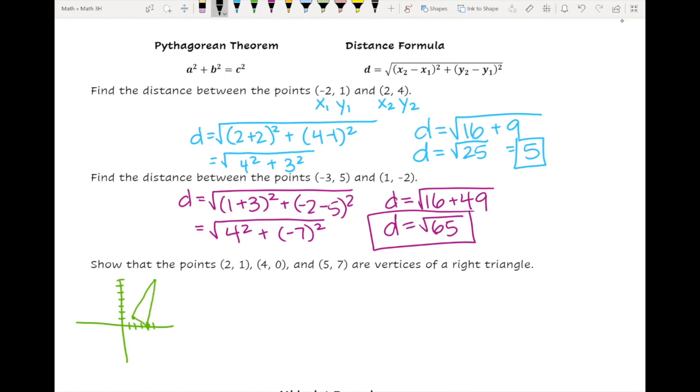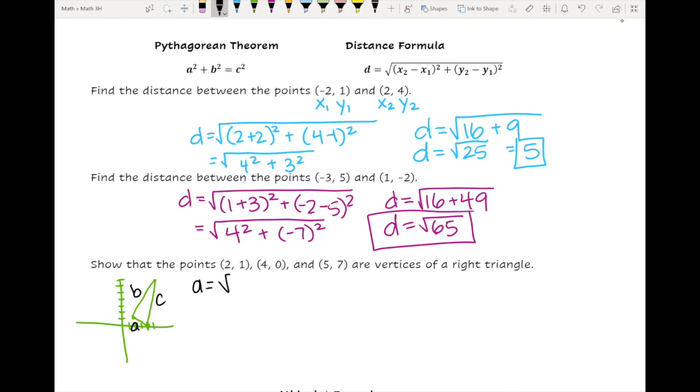So I'm going to call them A, B, and C, as you would for Pythagorean theorem. If the Pythagorean theorem works, then it has to be a right triangle. But I need to know what the sides are, and then I can see if it works on Pythagorean theorem. So I have to do the distance formula. If I do the distance formula between my first 2 points, that will give me my side A.